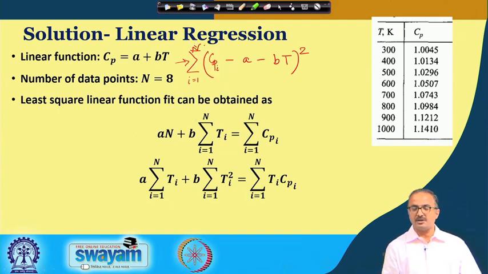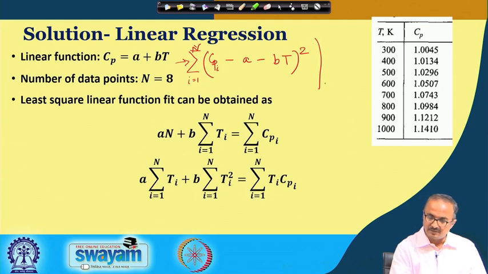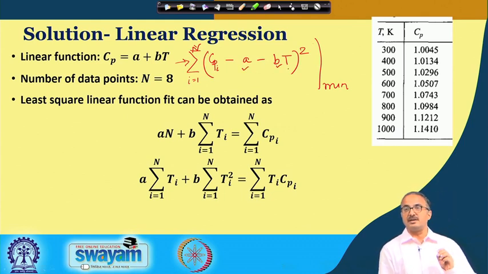Okay. So, this is how it is. Now, if you were to minimize this thing, you have to minimize with respect to what? Minimize with respect to A and B. That means you have to adjust these A and B values so that you can minimize this error.